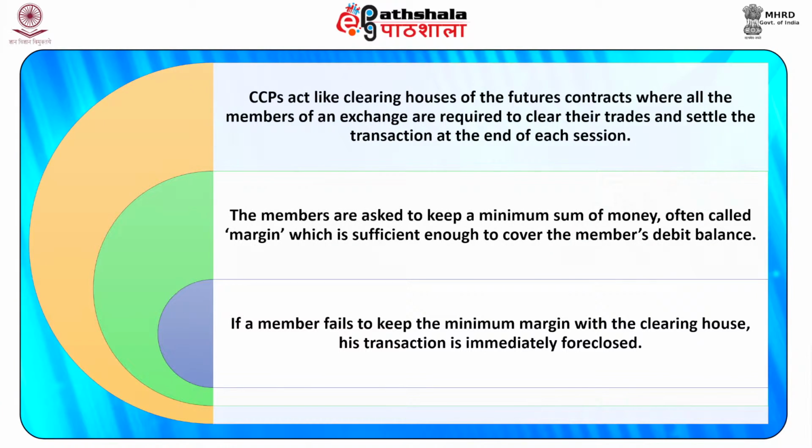The members are asked to keep a minimum sum of money, often known as margin, which is sufficient to cover the member's debit balance. If a member fails to keep the minimum margin with the clearing house, his transaction is immediately foreclosed.